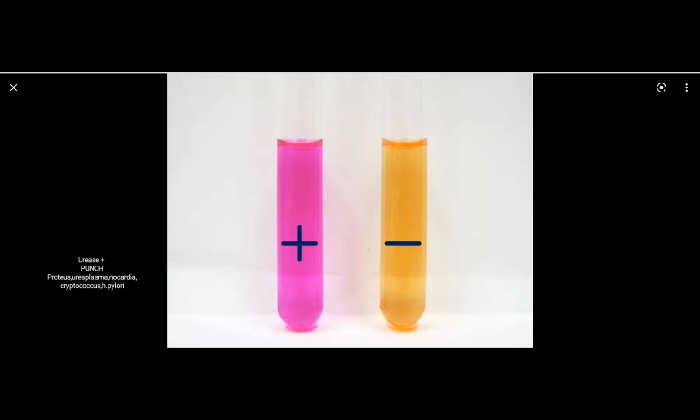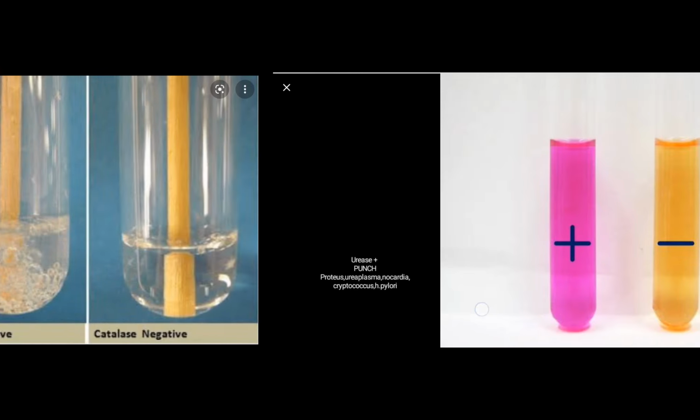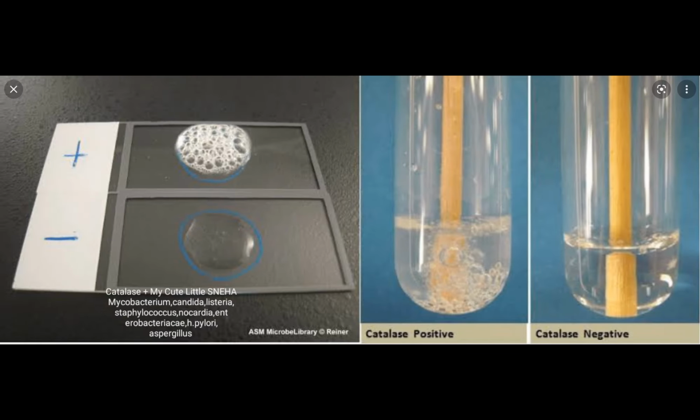And how will we remember urease positive organisms? PUNCH. P for Proteus, U for Ureaplasma, N for Nocardia, C for Cryptococcus, and H. pylori. Proteus, Ureaplasma, Nocardia, Cryptococcus, and H. pylori. Then we have the catalase test.